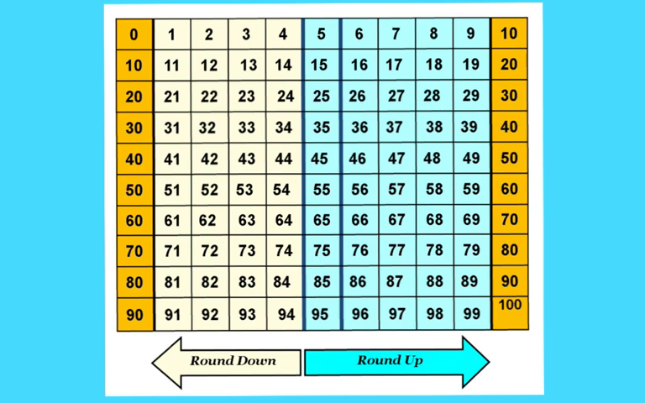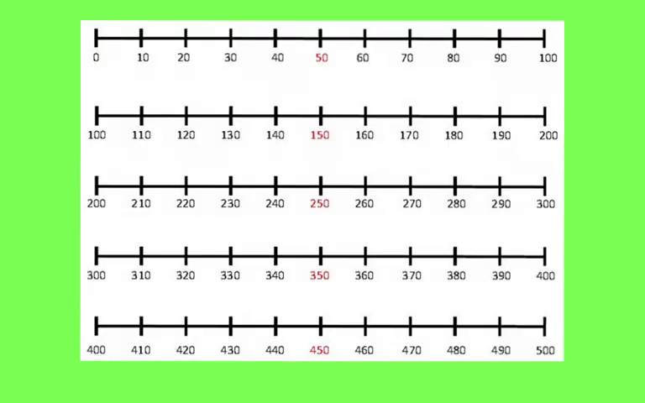If I said 77, it's going to round up to 80. If I said 13, it's going to round down to 10. If I said 87, it's going to round up to 90. If I said 65, it's going to round up to 70. So this is where the saying 1 through 4 down on the floor, 5 through 9 move up the line comes from.